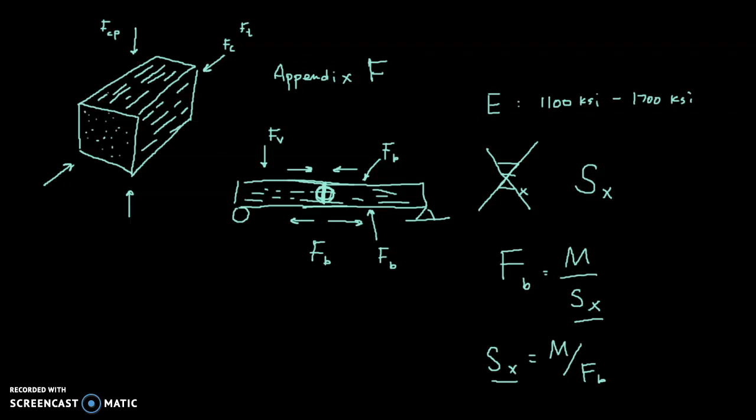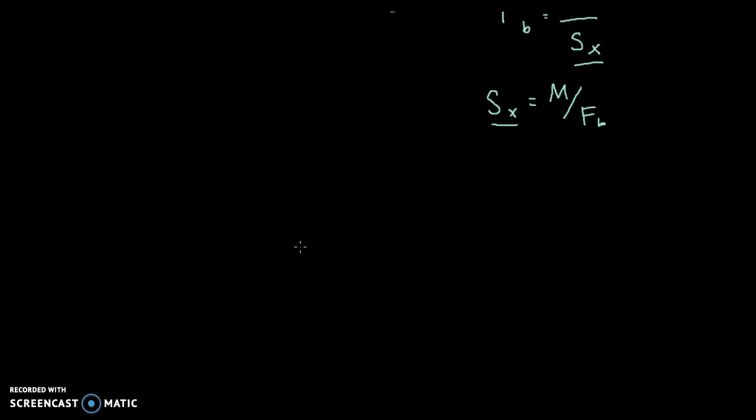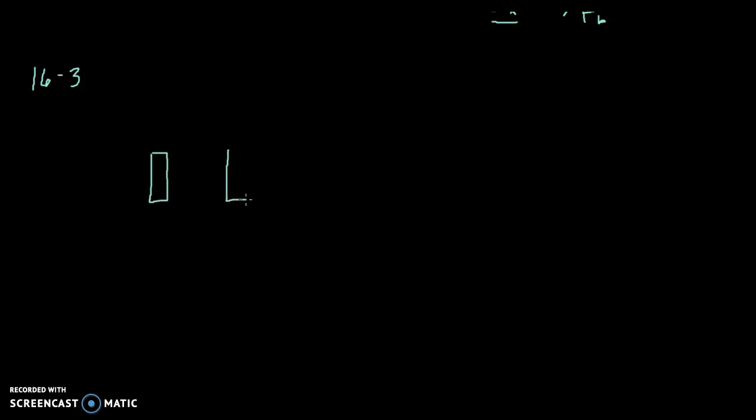Okay, let's go ahead and take a look at an example problem. Okay, so if we look at example 16-3, in this example we have a pretty common application of wood beams, and that is floor joists. Joists are basically just a repetitive system of beams. So we have these joists that are supporting a floor.